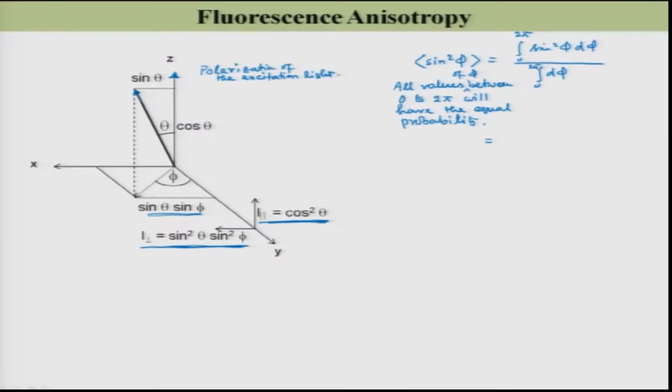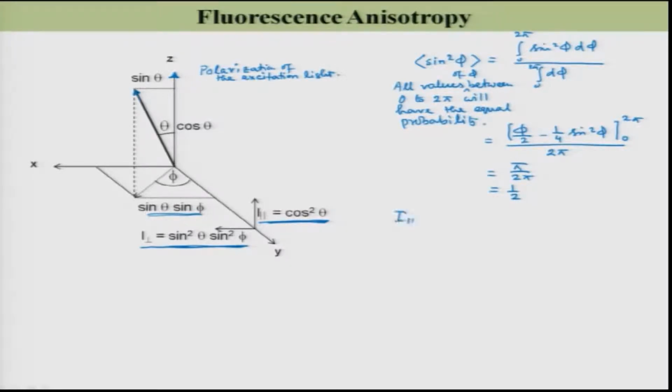So, if you integrate this, then you will get phi by 2 minus 1 over 4 sin square phi, with limits 0 to 2 pi, divided by this, which is simple, this is just 2 pi. So, then this is going to be pi by 2 pi, which is equal to half. So, I got that the sin square phi average is half.